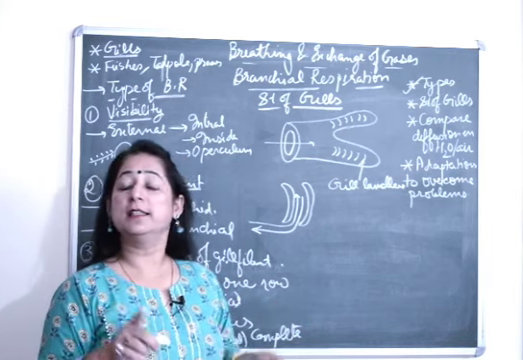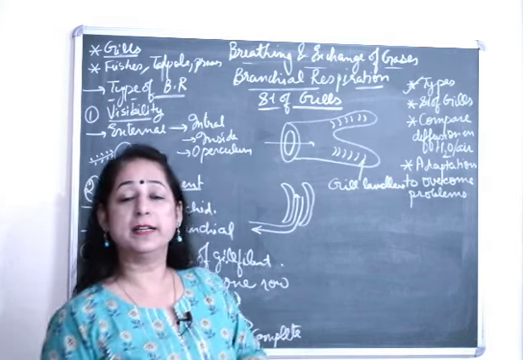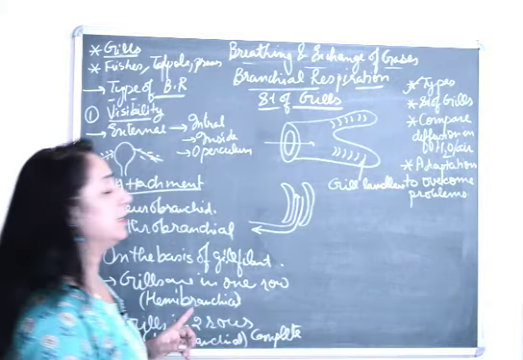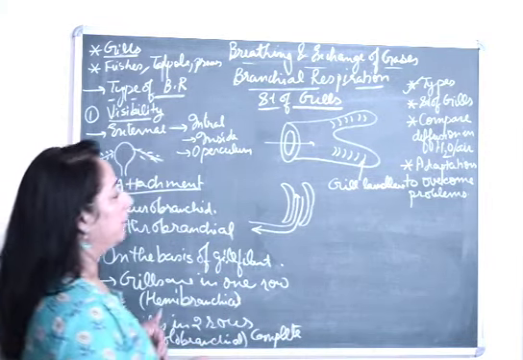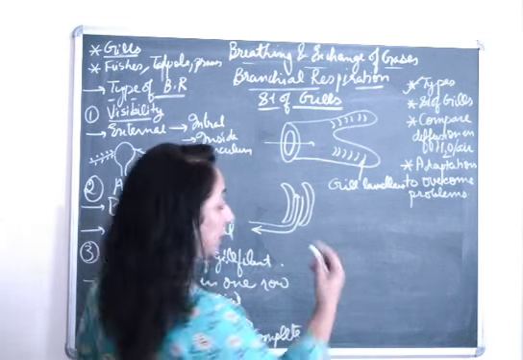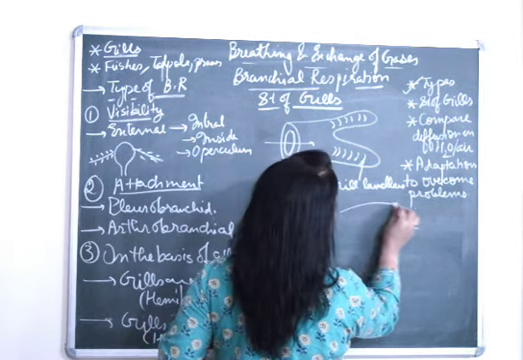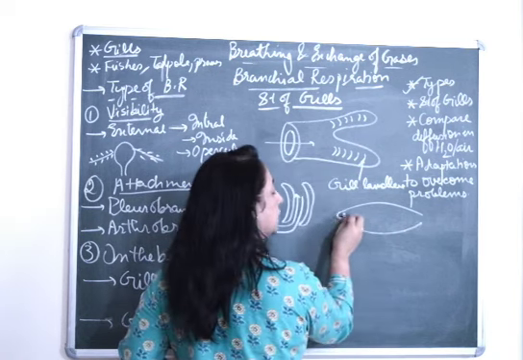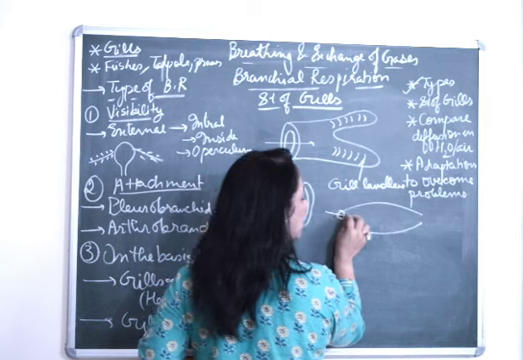Fish have a heart which has one auricle and one ventricle, so it shows single circulation. Blood moves through the heart only once, it doesn't move twice like it does in us. So once again, I'll just make a rough structure and show you.